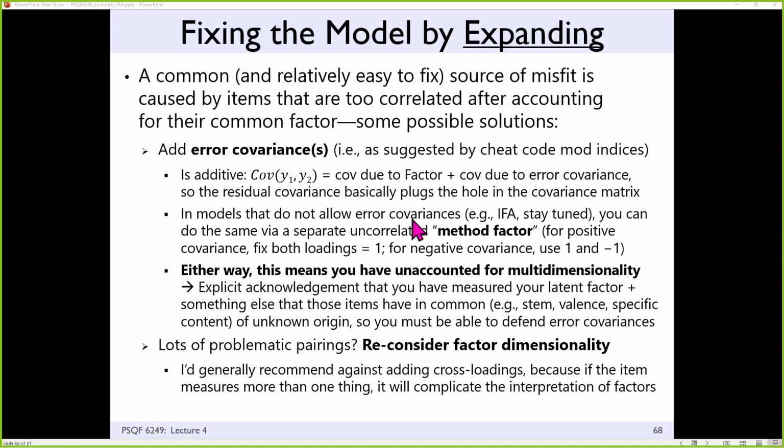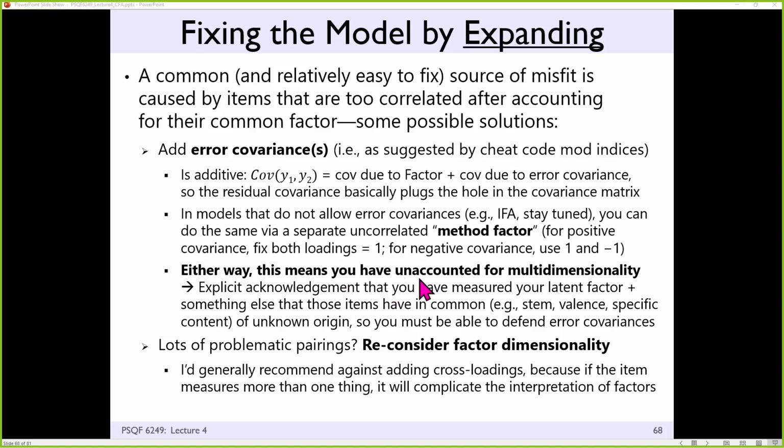In models that don't allow error covariances, like when we get into models for ordinal or binary items, you can't do that. You can't do that with full information maximum likelihood, because if you don't have residual variance as an estimated quantity, you don't have residual covariance as a choice. Instead, you can estimate what's known as a method factor, which is another factor where the two items that you want to have a covariance would load only on it. You would fix both of their loadings to 1 if it's a positive covariance that you want to allow, or one loading to 1 and the other to -1 if you want a negative extra relationship. That's where bifactor models, the term IRT uses for that, come from. That's why they have them, because you can't have error covariances.